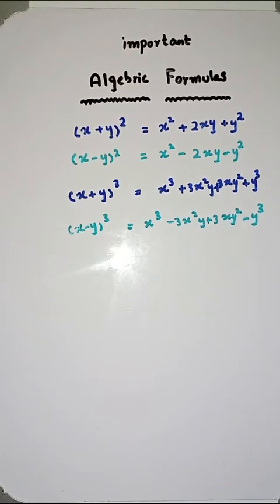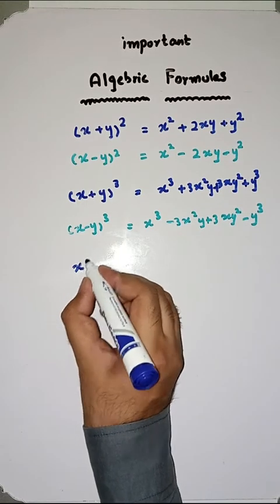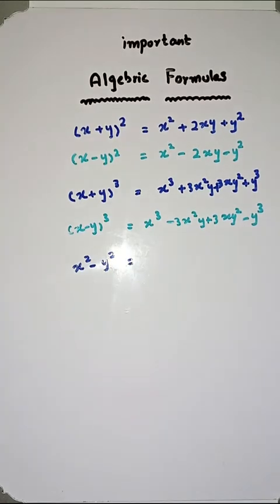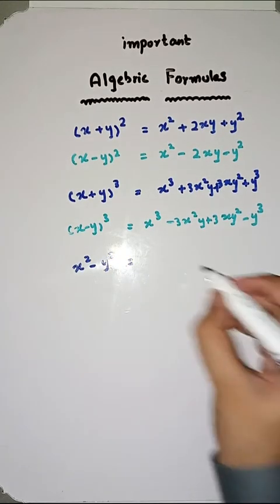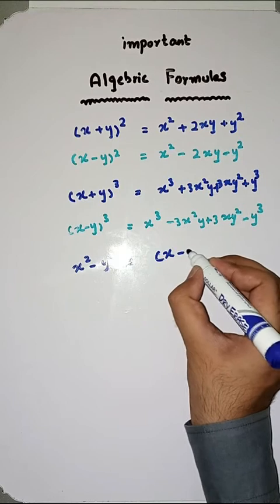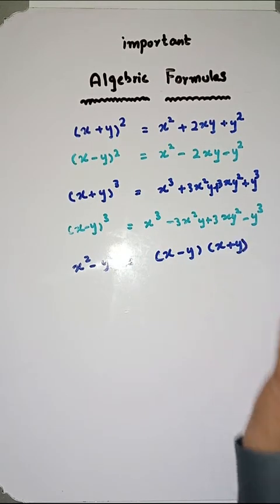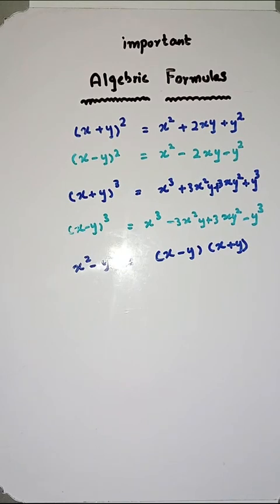Next one is x square minus y square, which is equal to x minus y into x plus y. So students, x square minus y square is equal to x minus y into x plus y.